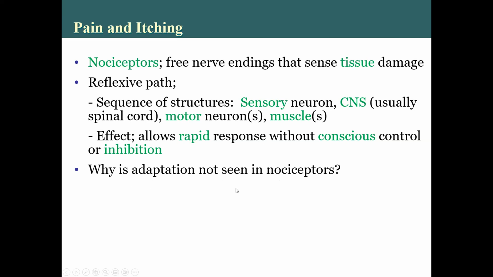Why is adaptation not seen in nociceptors or pain receptors? Well, there's a couple of reasons why adaptation doesn't happen. If you remember, adaptation is the diminishment of signal getting to the brain from the receptors saying, yeah, things are pretty much the same as they were, so I don't need to keep sending you the signal. So why is pain different? Well, pain is saying to you, hey, there's still a problem. You're still in pain. That means there's still tissue damage. So why doesn't it adapt? Well, if you adapted, you would stop thinking it was important and you wouldn't get away from the danger that is causing damage to your body.